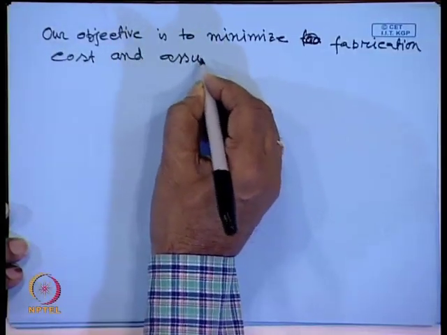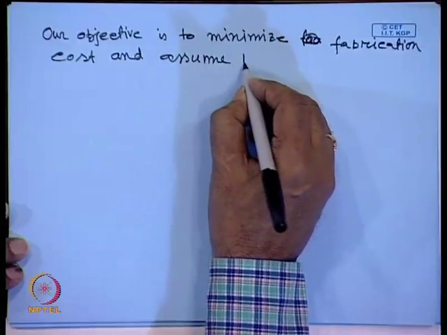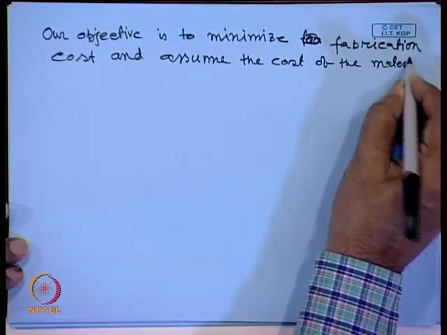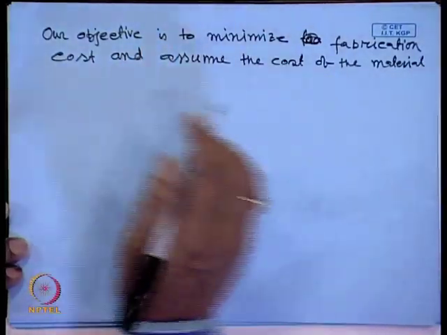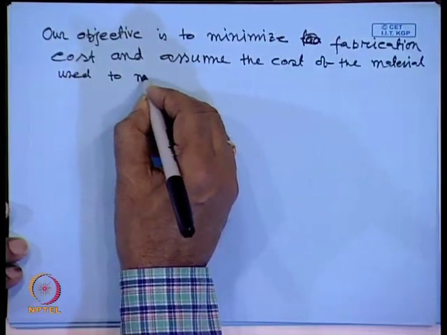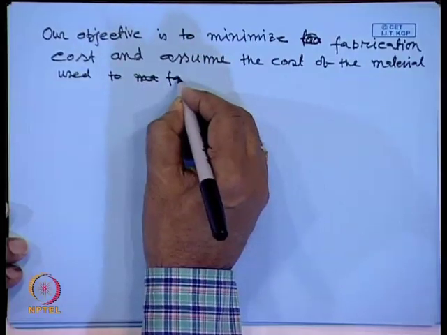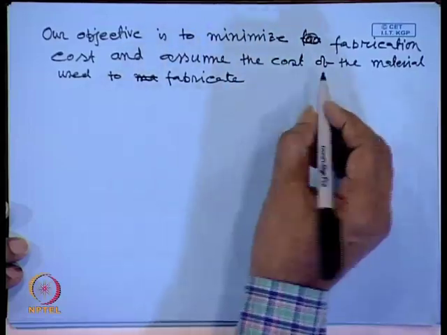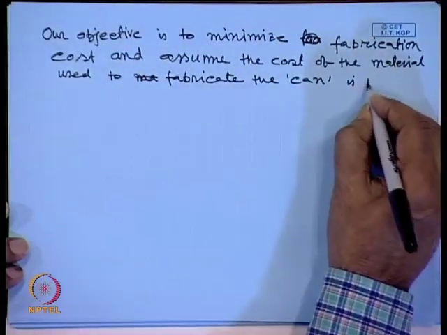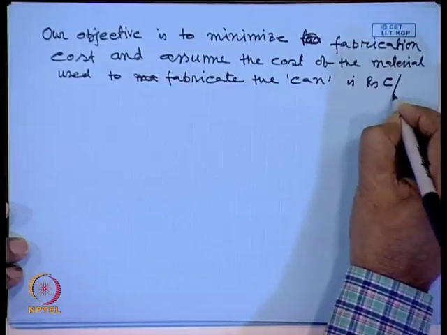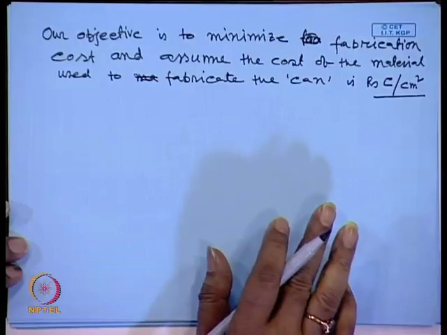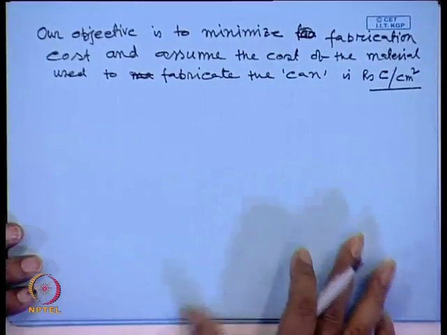And assume the cost of the material used to manufacture or to fabricate the can is rupees C per centimeter square. This is the cost per unit centimeter square of metal sheet or whatever material you have used to manufacture the can. So, everything is given.